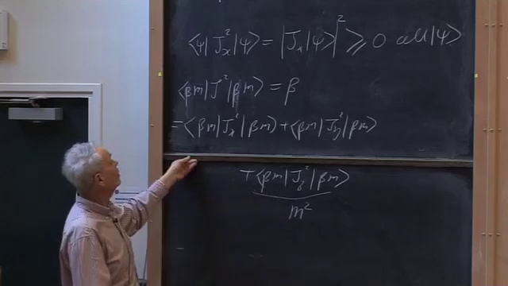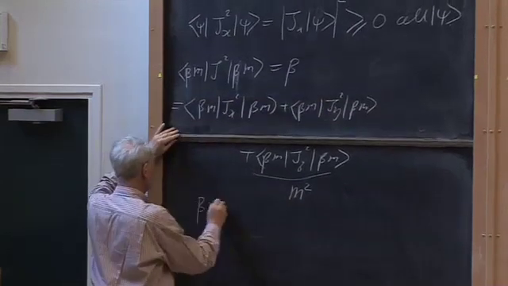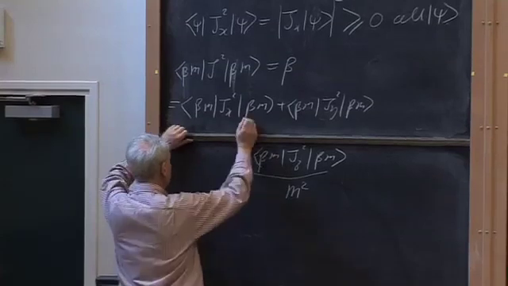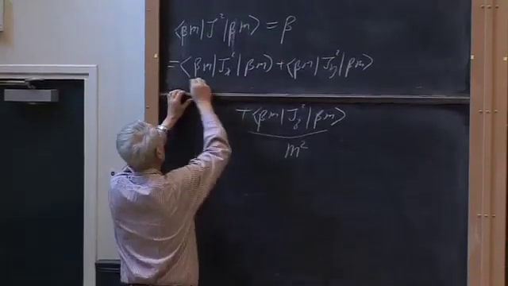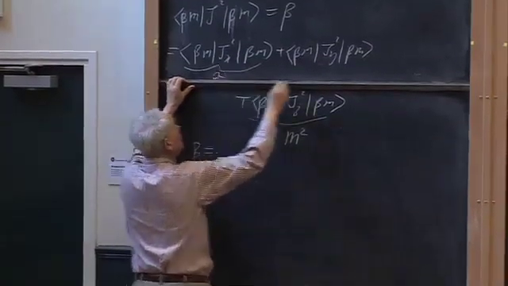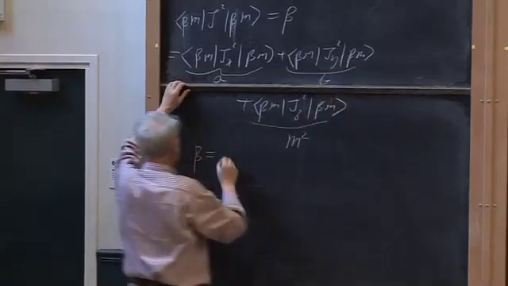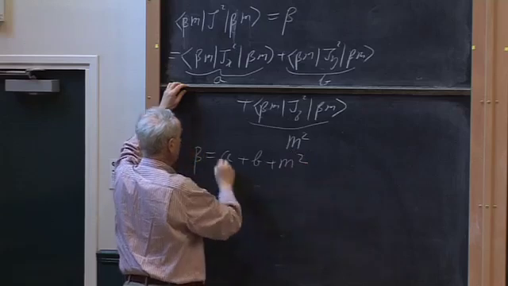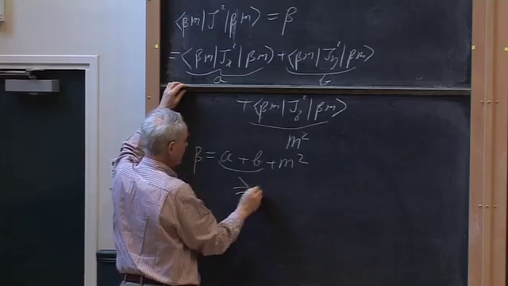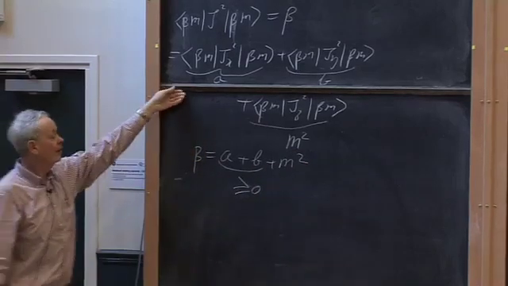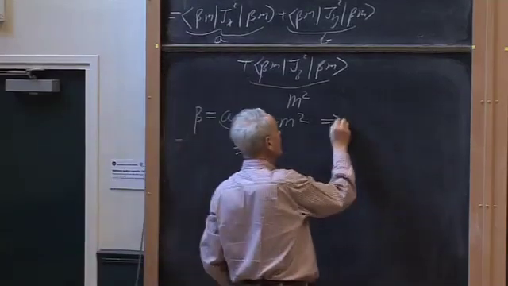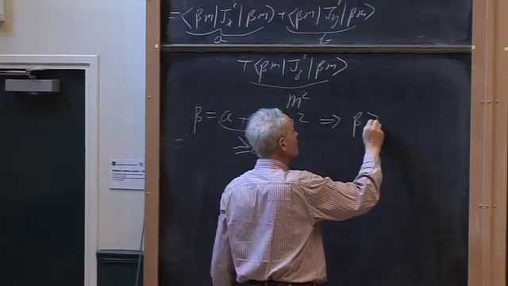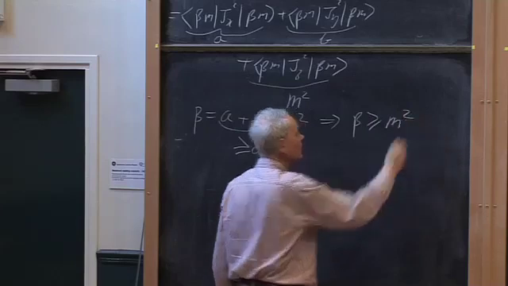So what have we got? We've got that β is equal to, what should we call this? We'll call this A, and we'll call this B, is equal to A plus B plus m squared, where these numbers are greater than or equal to naught. In other words, we've concluded that β is greater than or equal to m squared. So there's a problem.